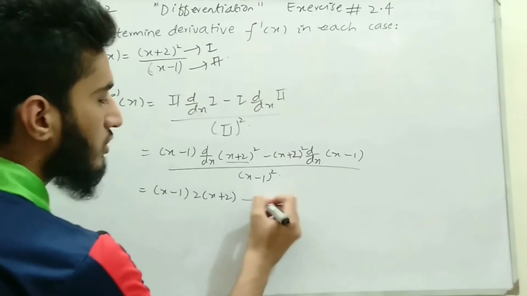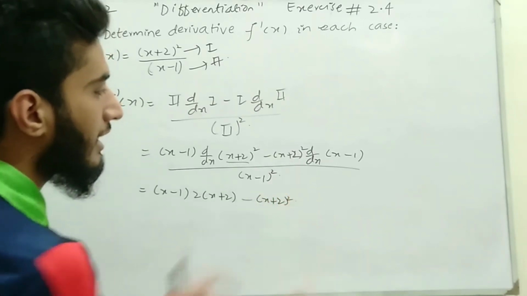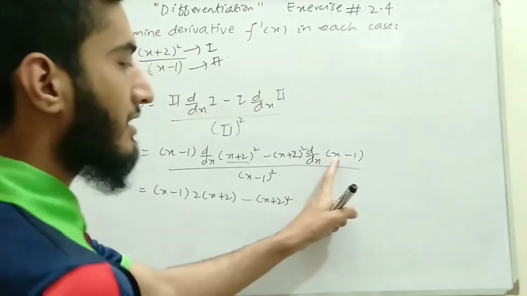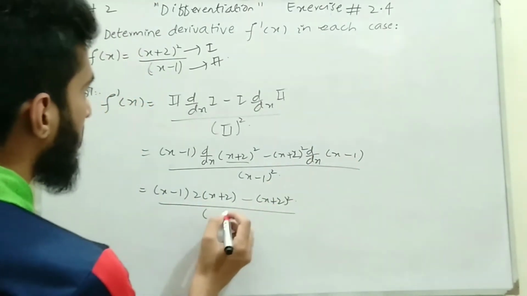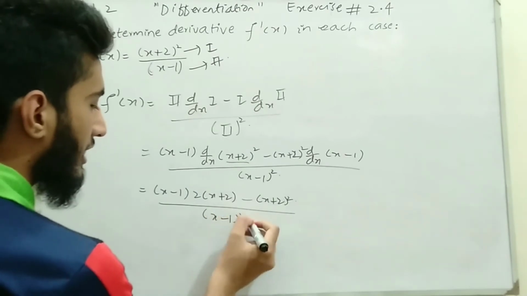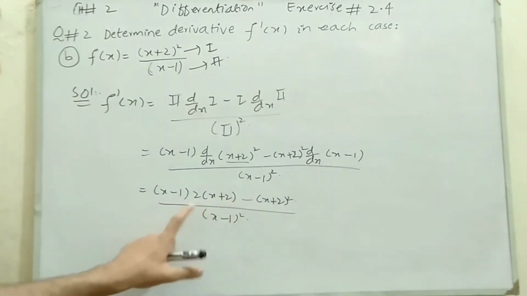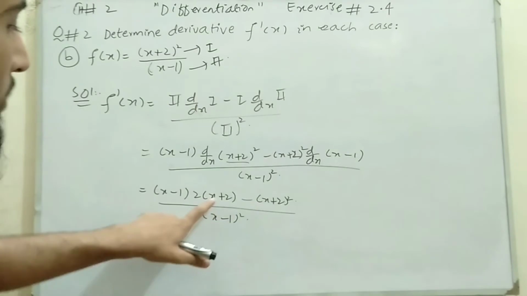minus times x plus 2 whole square, and the derivative of this function, you know the derivative of x is 1 and this is 0, so it will give us just 1, whole divided by x minus 1 whole square, which is the second function in this case.